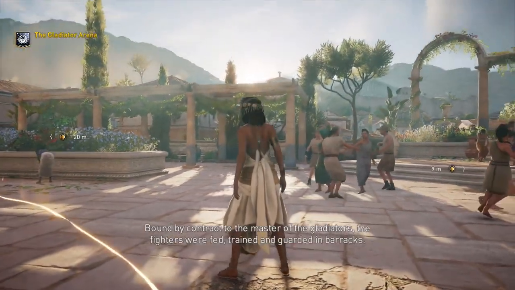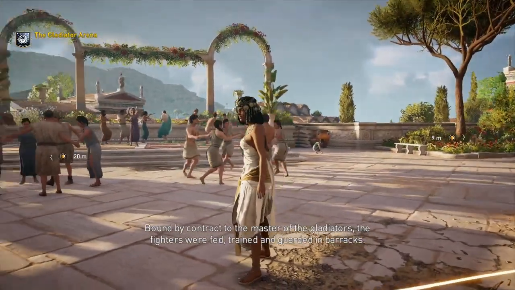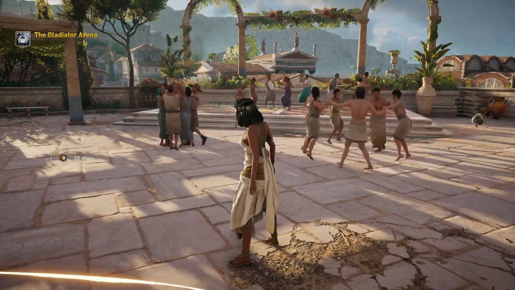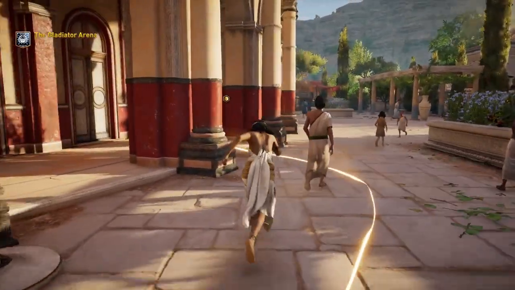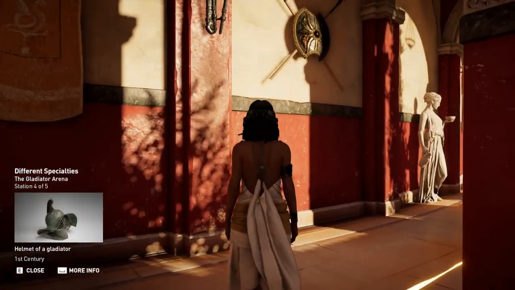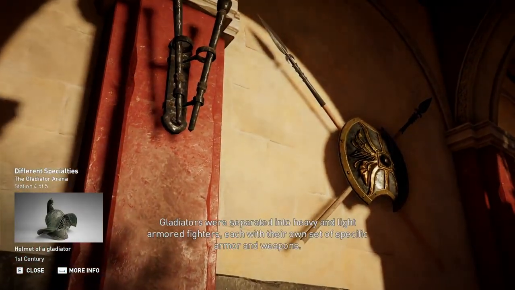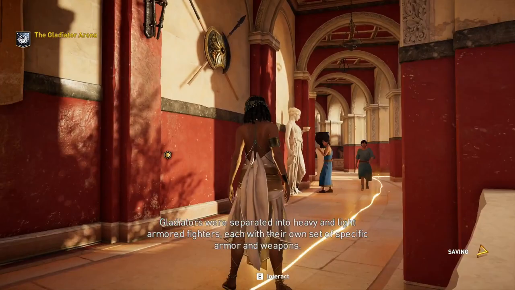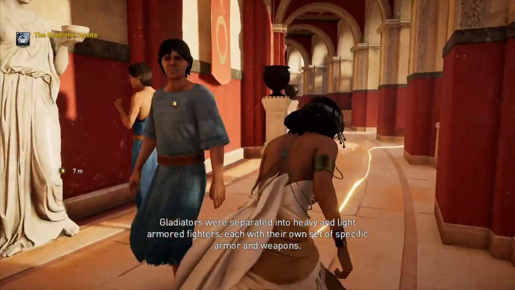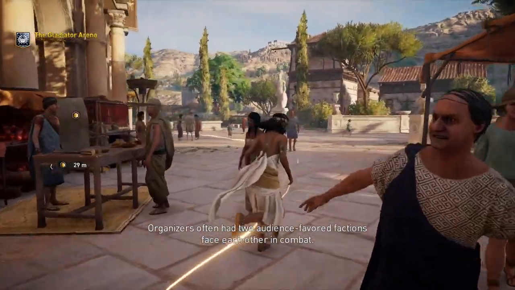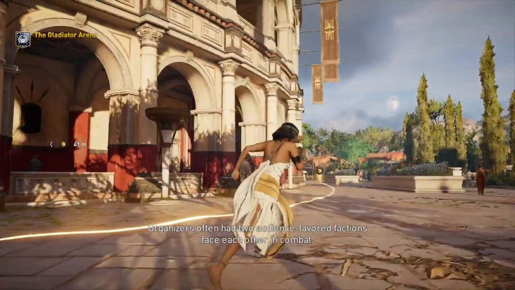Bound by contract to the master of the gladiators, the fighters were fed, trained, and guarded in barracks. Gladiators were separated into heavy and light armored fighters, each with their own set of specific armor and weapons. Organizers often had two audience-favored factions face each other in combat.